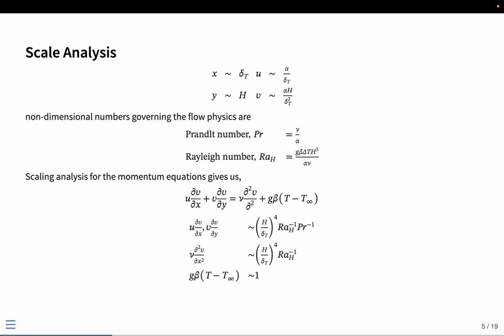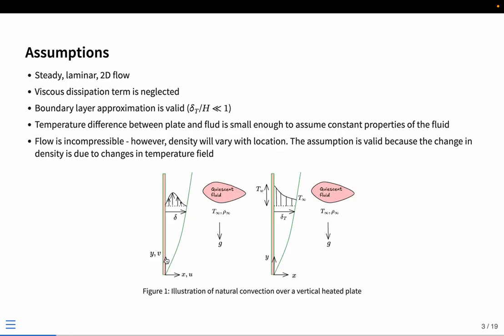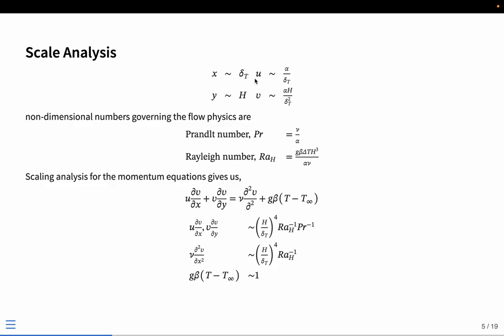Now, next comes the scaling analysis, where you have to decide what the relative scales are for each of these variables we have considered. For the x direction, the scale will be delta. For the y direction, you can take the scale to be the length of the plate. Similarly, u is along the horizontal direction, that is where the boundary layer horizontal velocity will be, that is alpha by delta t, and v will be alpha h by delta t square. How do you obtain these two?